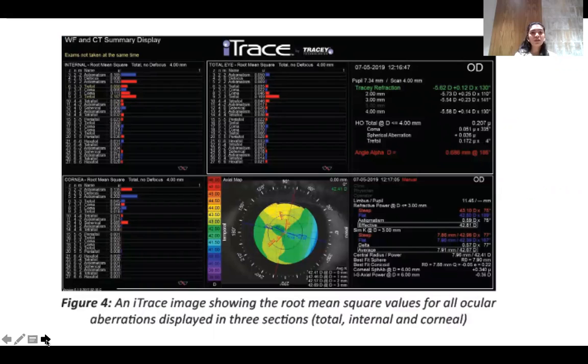So this is what the iTrace is going to look like. It gives you a breakup of the higher order aberrations into the internal aberrations, the corneal aberrations, and the total aberrations. Next slide, sir.